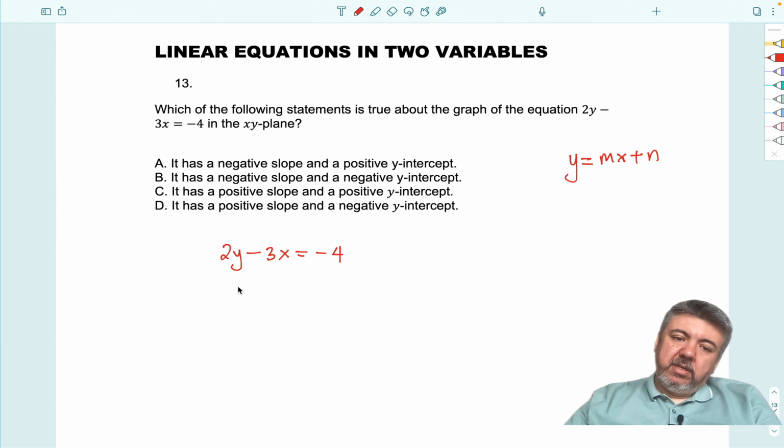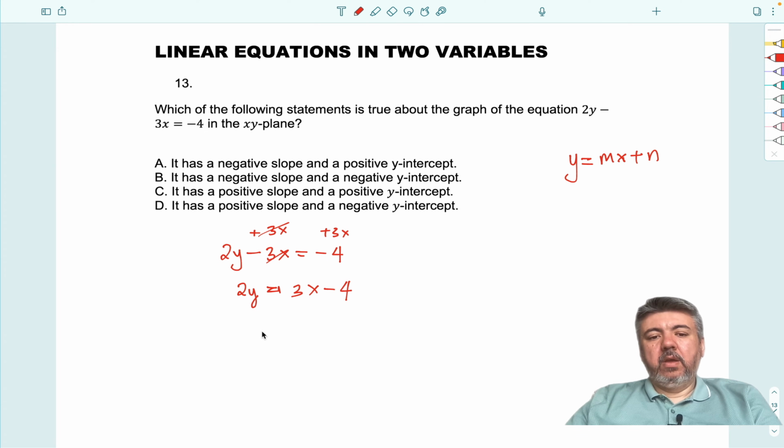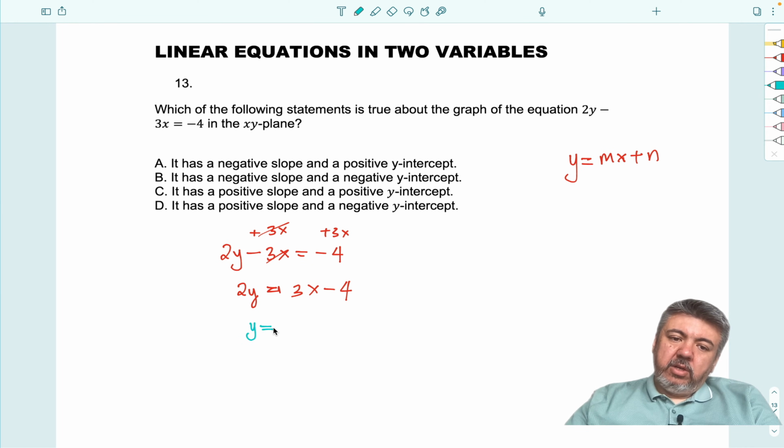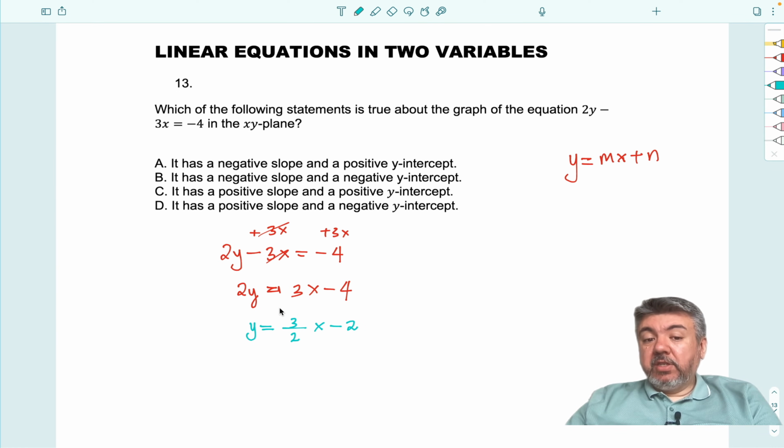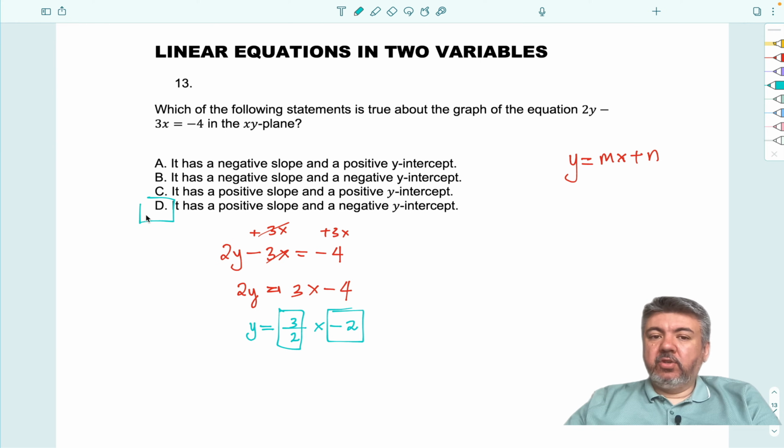Is it in slope-intercept form yet? No. Let's make it so. 2y stays here. I can add 3x to both sides. So it's going to be 3x minus 4. And then divide by 2. y equals 3 halves x minus 2. Okay, let's do the statement. Positive slope, negative y-intercept. Positive slope, negative y-intercept. I see it in choice D.